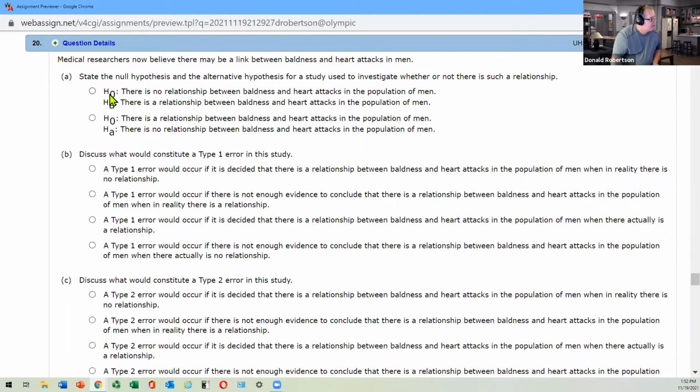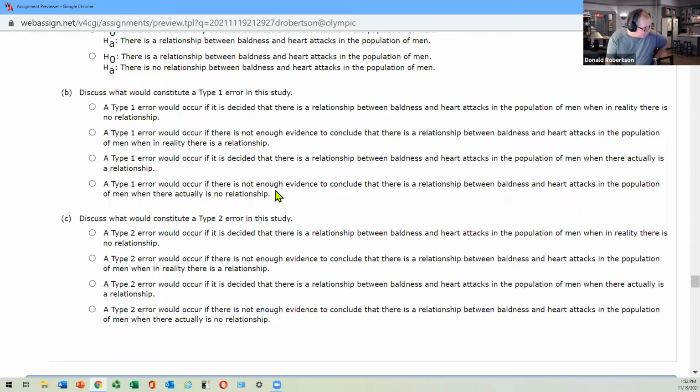Okay, so state the null and alternate for this particular relationship. So the null is there's no relationship between the two, and the alternate is there is a relationship between the two. Right, that looks good, so that's the one I'm picking. The null hypothesis is nothing to see here, right? No relationship between the two. So that's why I'm picking that one instead of the one underneath.